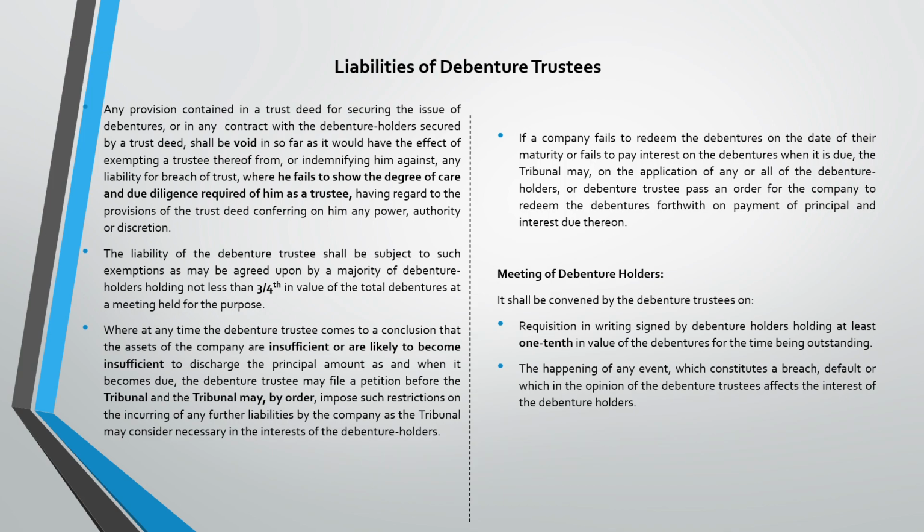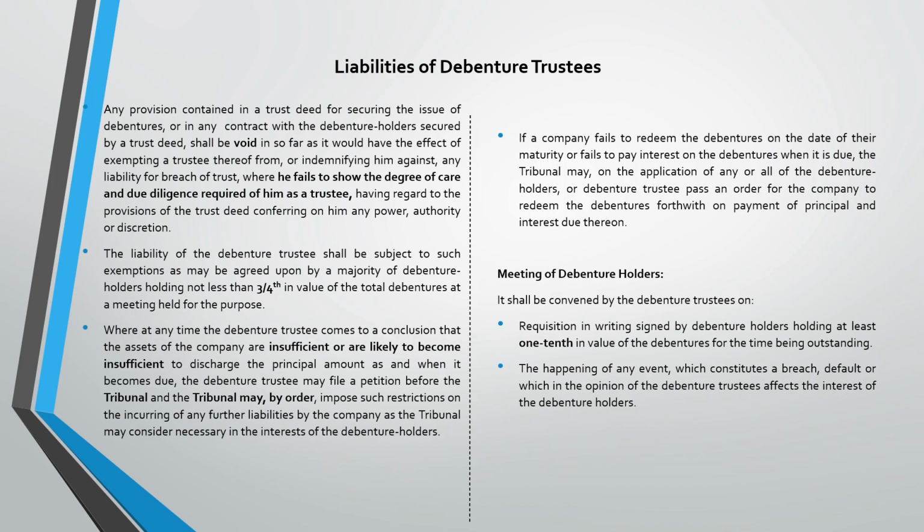And their liability is to such extent that if there is a trust deed, which we'll see in the next slide, in which the terms of issue and all other terms will be mentioned, and if those terms contain any term which exempts the trustee from liability or indemnifies him against any liability for breach of trust, where he fails to show the degree of care and due diligence, then those provisions shall be void. So even the trust deed cannot exempt the debenture trustee from its liabilities. They are held liable to the debenture holders, for the interest of the debenture holders.